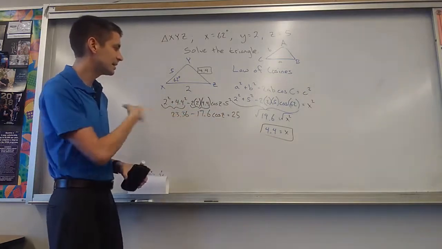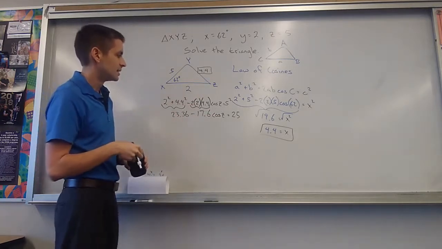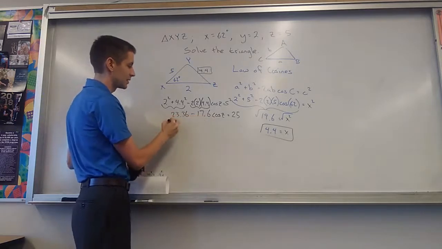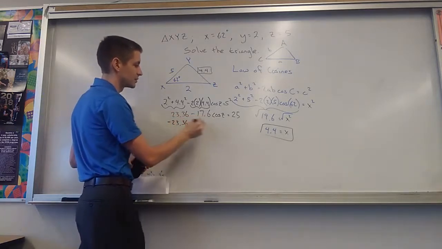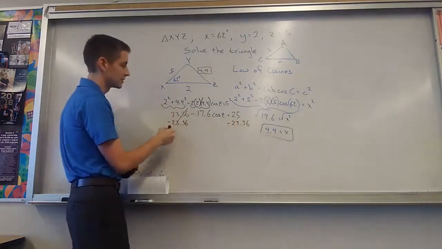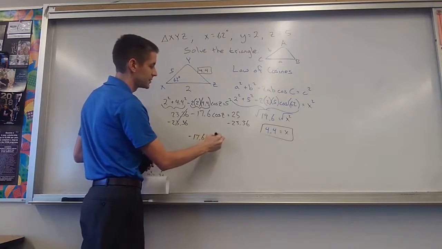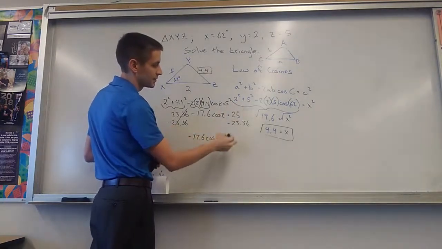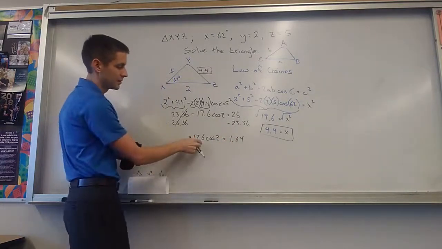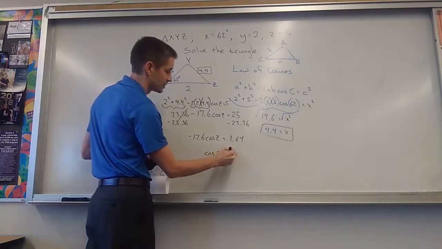Now, in order to solve for z here, I'm going to start by subtracting off the 23.36 from both sides. So that will go to 0 over here. Negative 17.6 times the cosine of z is equal to what's left over, 1.64. To get rid of this coefficient, I'm going to divide it off. So the cosine of z is equal to 1.64 divided by negative 17.6. And I'm not going to actually find the decimal fraction.